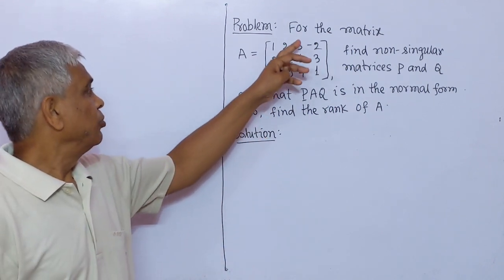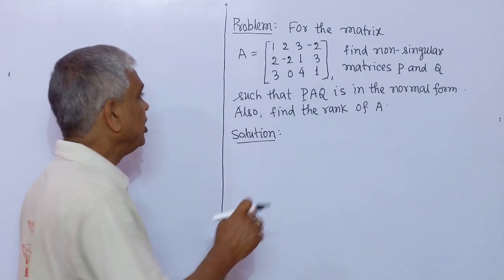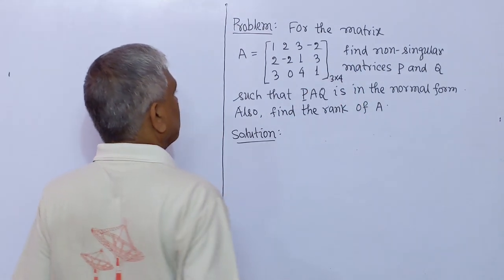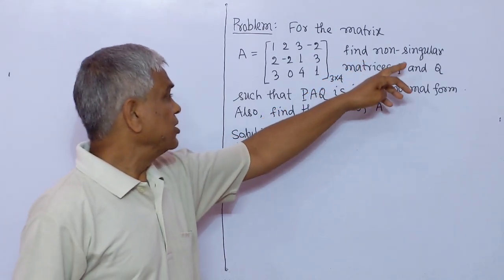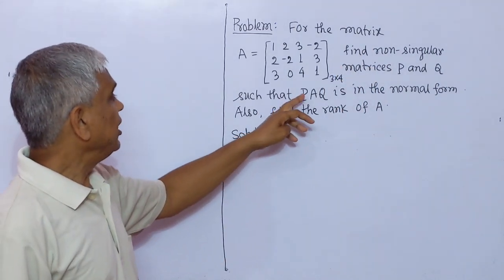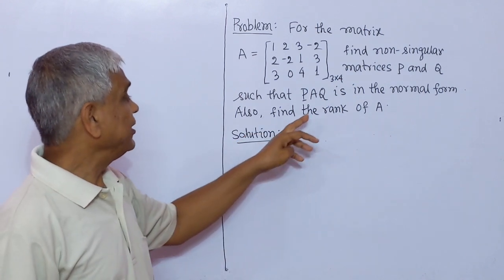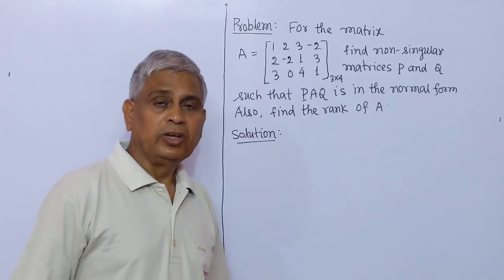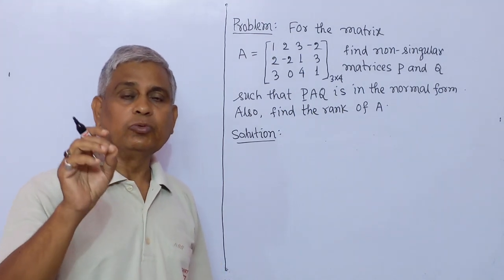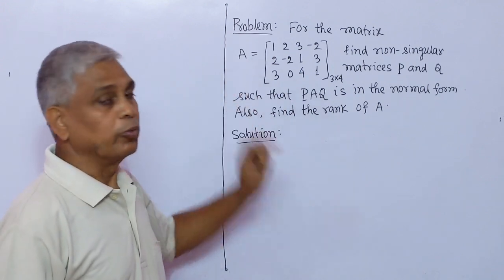Now we solve a problem. The problem is: for the matrix A, which is a 3 by 4 matrix, find non-singular matrices P and Q such that PAQ is in normal form. Also find the rank of A. Before solving this problem, I would like to give you some ideas which will help to solve it.